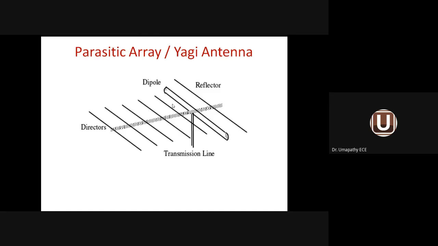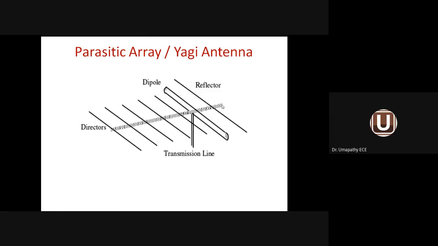So here, even though 3 elements are available, the active element is only the folded dipole. The folded dipole alone will be the active element. The director and the reflector will be the passive element, or we call it parasitic element. So what are called parasitic elements? Parasitic elements do not excite by themselves. They will get the electromagnetic energy from the dipole and then they will excite themselves. Exciting means what? When we pass a current through an element, the element gets excited.